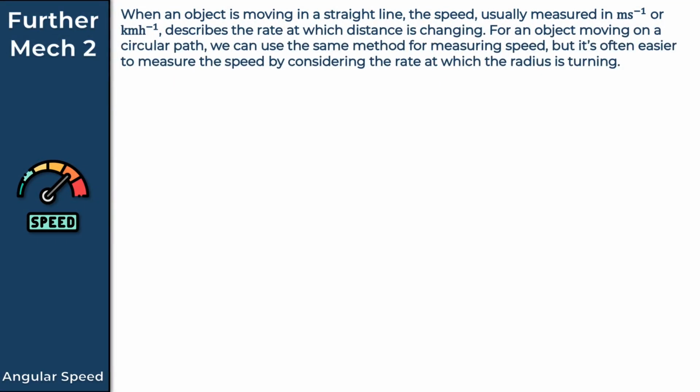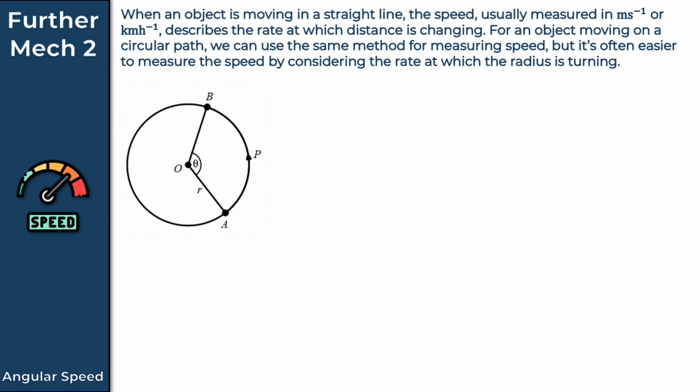In this video here, we're going to take a look at angular speed. Now, when an object is moving in a straight line, the speed, usually measured in meters per second or kilometers per hour, describes the rate at which distance is changing. Now, for an object moving on a circular path, we can use the same method for measuring speed, but it's often easier to measure the speed by considering the rate at which the radius is turning.